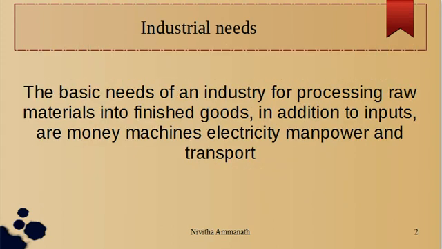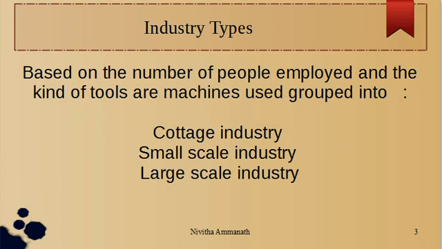Industrial needs. The basic needs of any industry for processing raw material into finished goods is, in addition to the inputs, that is for textile we need cotton, or for sugar industries we need sugarcane, but we also need money to buy the machines, the capital equipments. We need electricity, we need manpower, and we need transport. We need money, machines, electricity, manpower and transport in addition to the inputs for any industry for processing raw materials into finished goods.